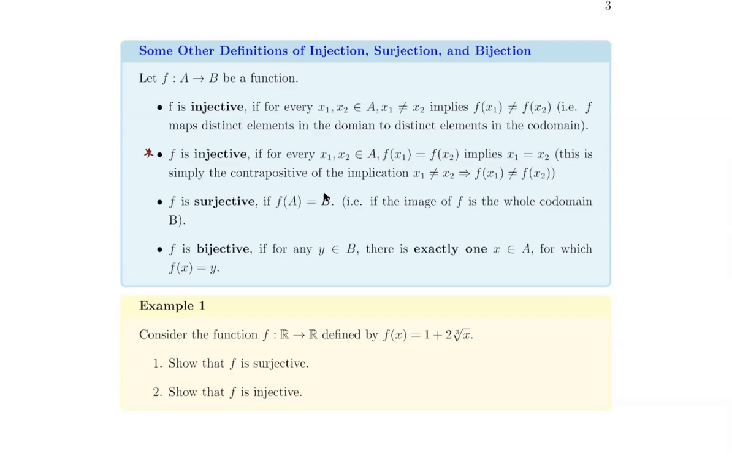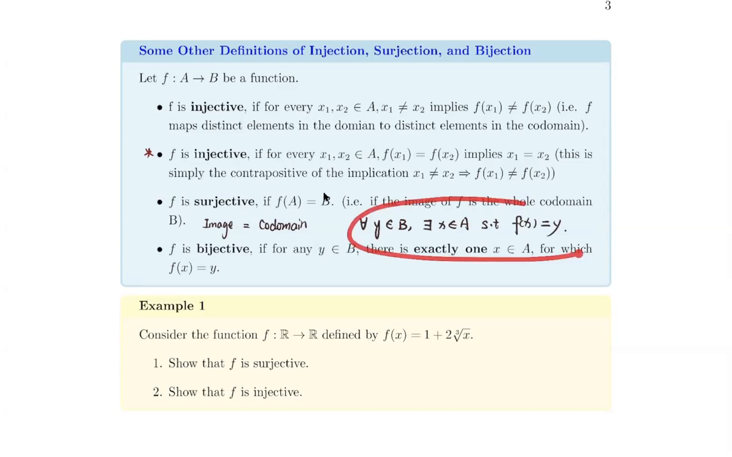For surjectivity, this just means that the image of the function equals the codomain of the function. So image equals codomain. And when you prove this, what you need to prove is that for all y in B, there exists x in A such that f(x) equals y. Okay, so this is what you need to prove when you show f is surjective.